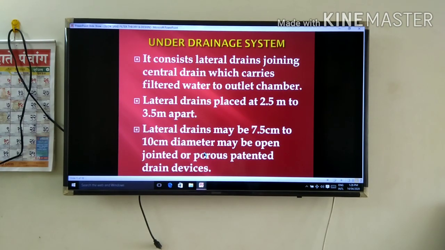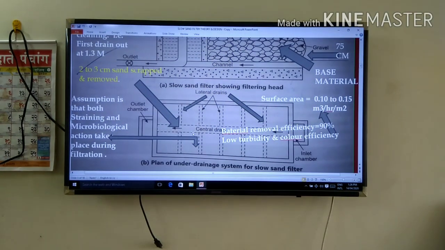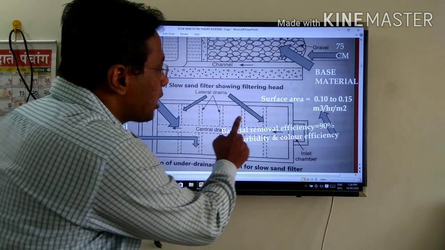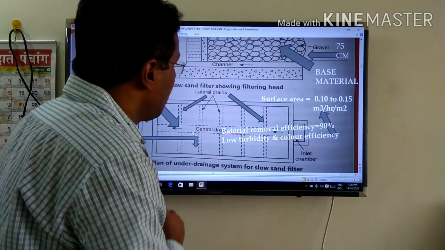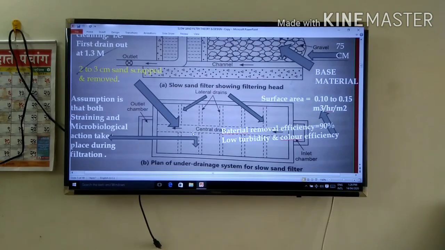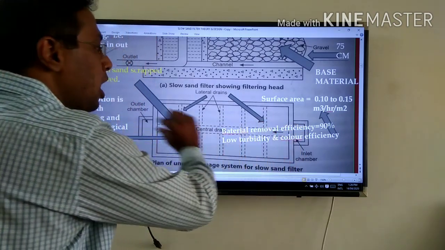Under drainage system. It consists of lateral drains joining a central drain which carries filtered water to the outlet chamber. Let us see what the lateral drains are in the plan. See, these are the lateral drains. We have already seen them at the time of the visit. And these lateral drains are provided with a central drain. The central drain carries all the filtered water.